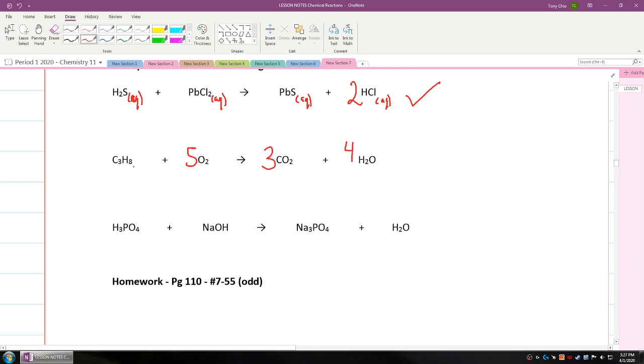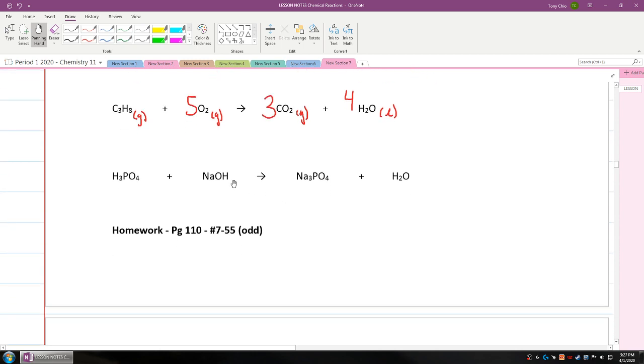Now we want to add some states. This C3H8 is called propane. As you know, propane is used in barbecues, and it's a gas. Oxygen gas is a gas. Carbon dioxide is what you breathe out. That's a gas. And water is a liquid. So you want to put an L there. My L's are loopy. Now if you want to pause the video again to practice the last one, you may, but we're going to do the last one together.